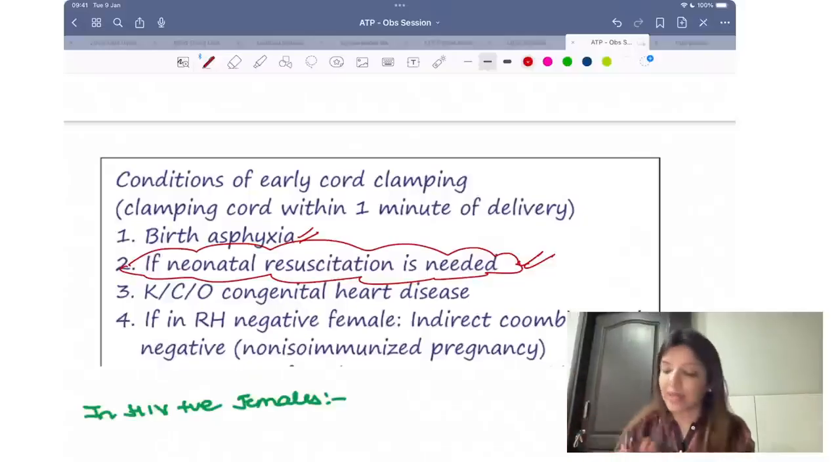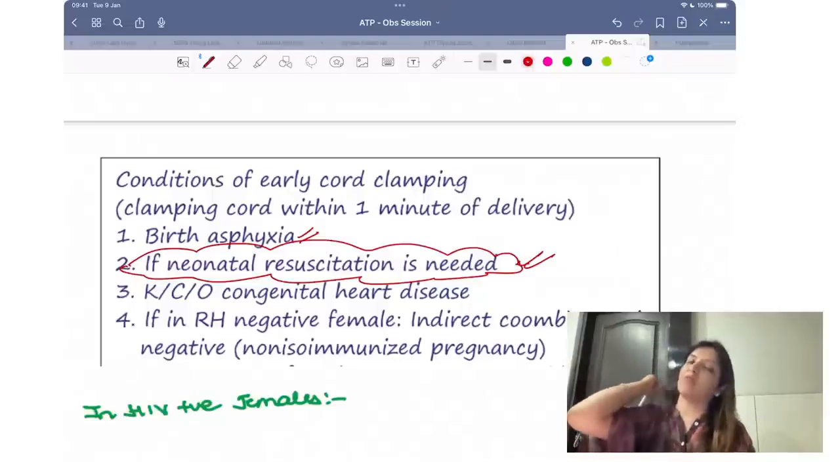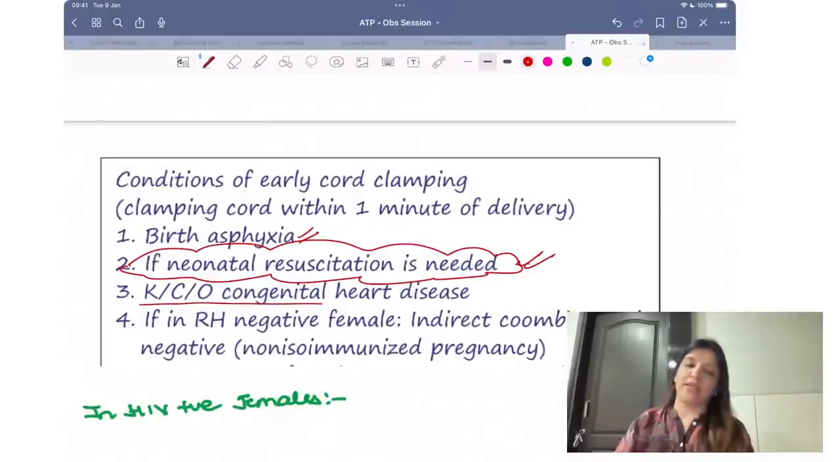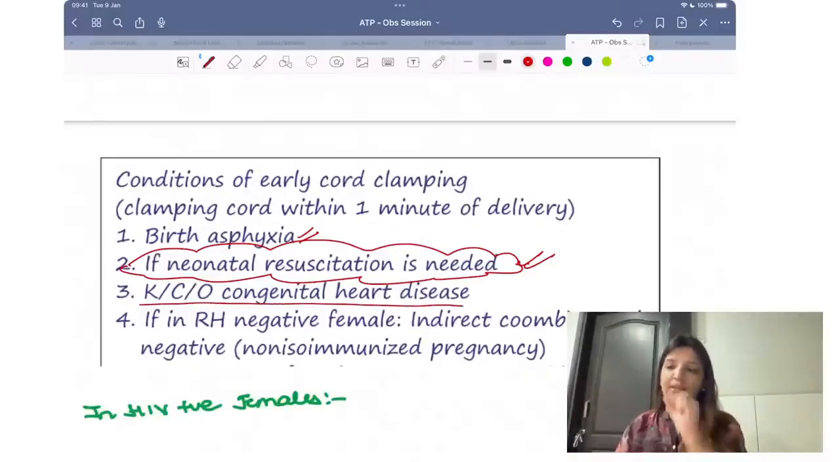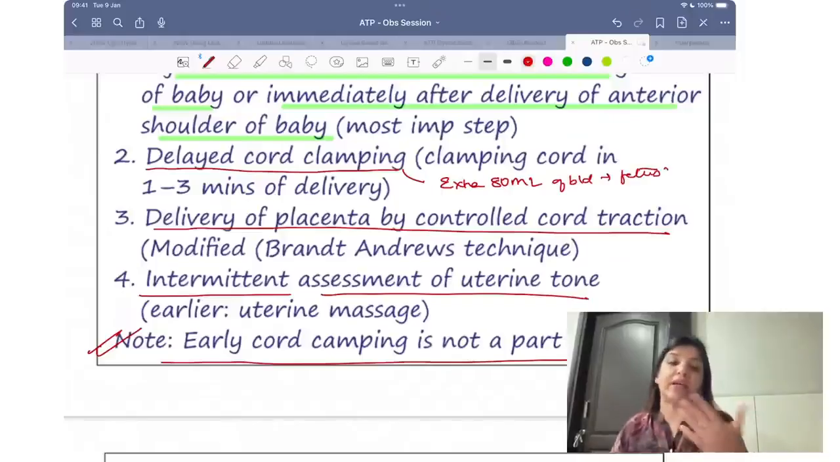I'm not going to do that, right? Then when is early cord clamping required? Birth asphyxia, because in birth asphyxia the baby requires neonatal resuscitation. Then if the baby is a known case of congenital heart disease, that extra 80 ml of blood, why was I doing it in delayed cord clamping? Because that extra 80 ml of blood goes to the fetus and it can prevent anemia.